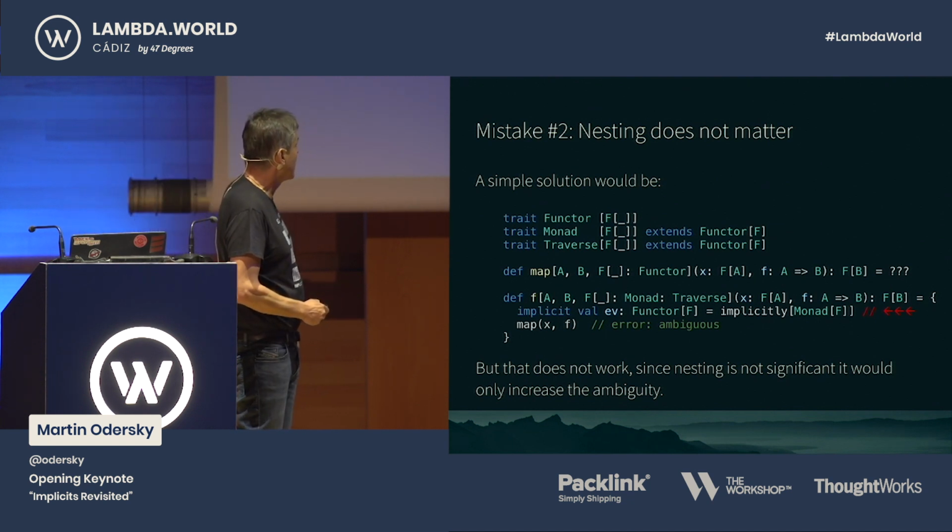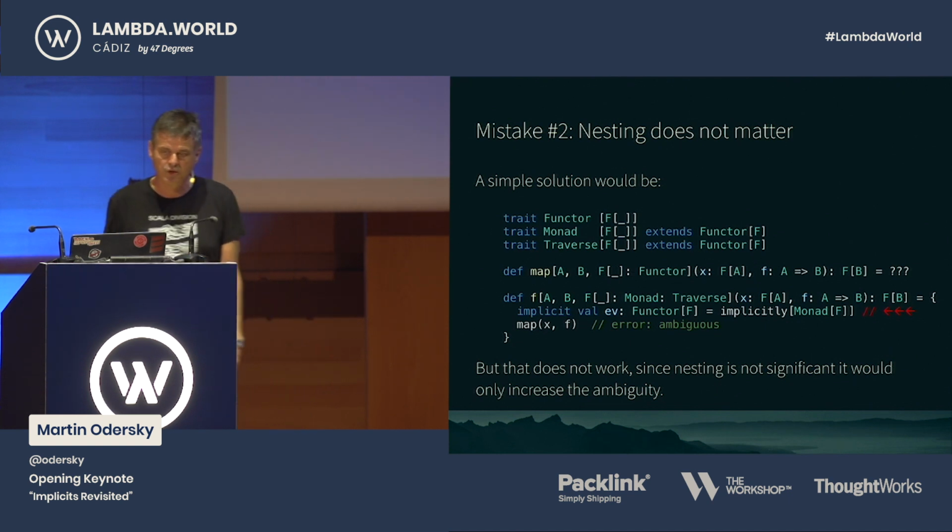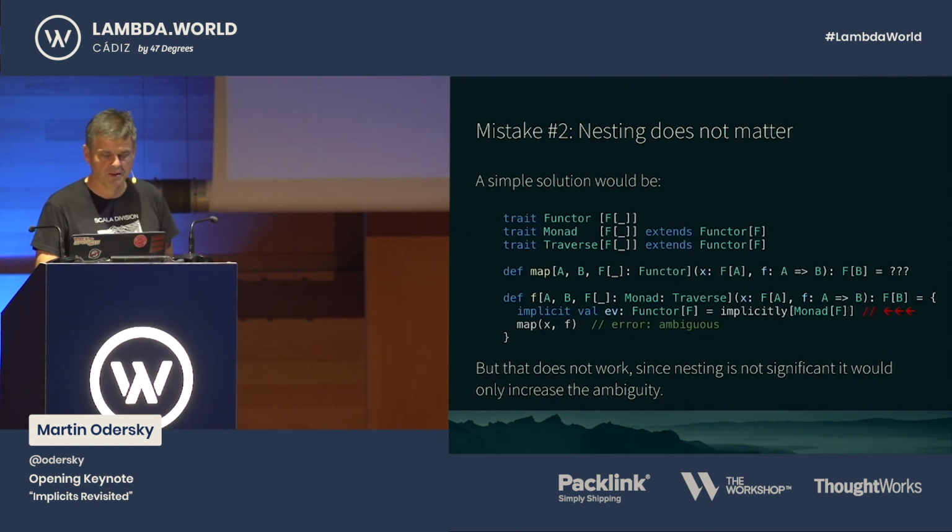It's still ambiguous. Actually, now it's ambiguous in one more way than the others. So now I have the monad parameter, the traverse parameter, and the nested EV parameter. So now it's ambiguous in 3 ways instead of 2. So that didn't work. And it doesn't work because nesting is not significant.